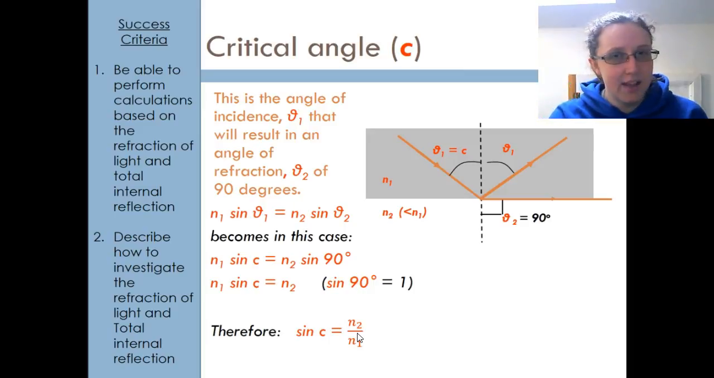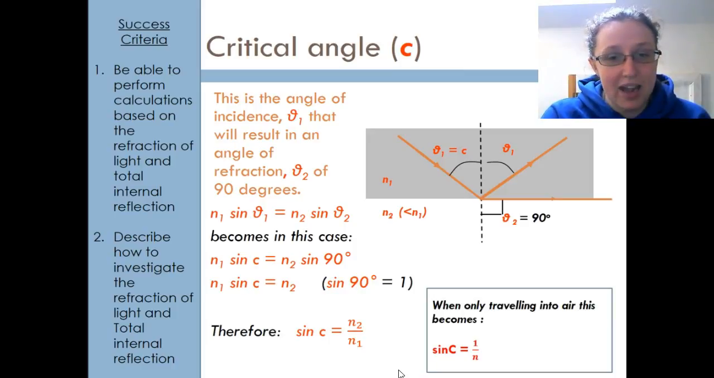You can see it. Those of you going for the higher grades will need to be able to show where it comes from. The rest of you just need to be able to use it. So what this is saying is that if I want to find the critical angle for an interface between two materials, I do n2 divided by n1, and that will give me the sine of the critical angle. So I can find out what the critical angle for that interface is.